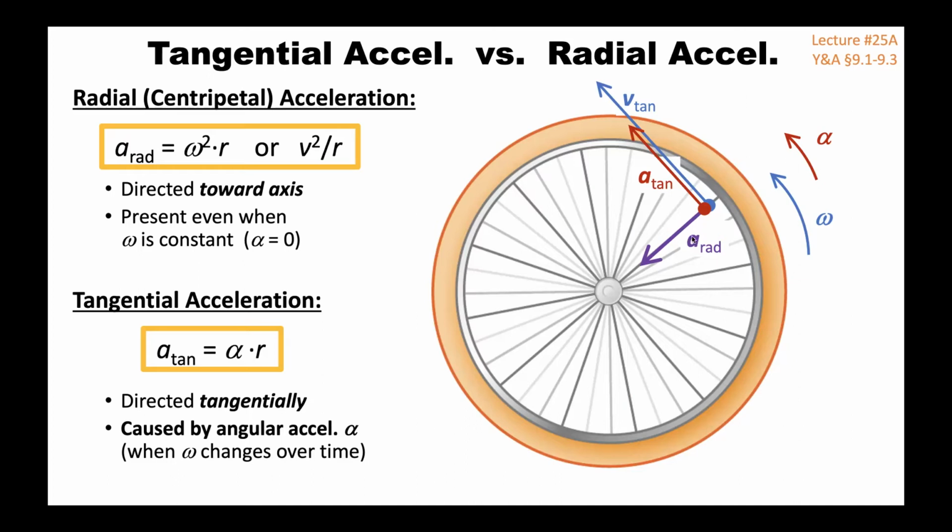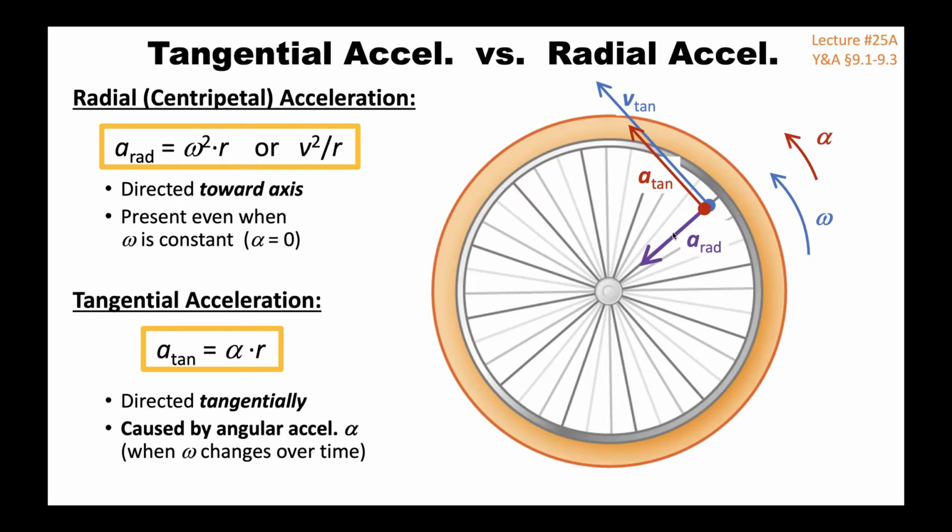So these two accelerations are distinct, right? The tangential acceleration happens when the wheel is speeding up or spinning down, whereas the radial acceleration is always there at all times. And their directions are very, very different. So it turns out every point on this bicycle wheel could be experiencing a vector sum of two different sort of linear accelerations, if you will.